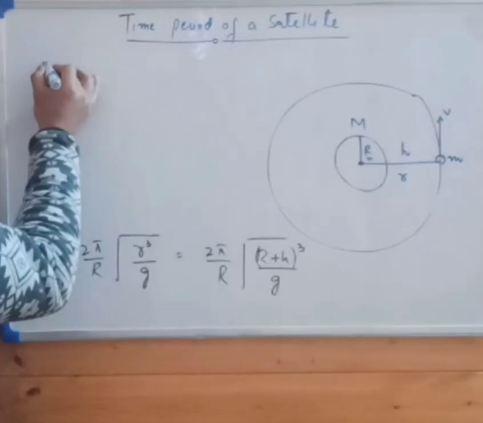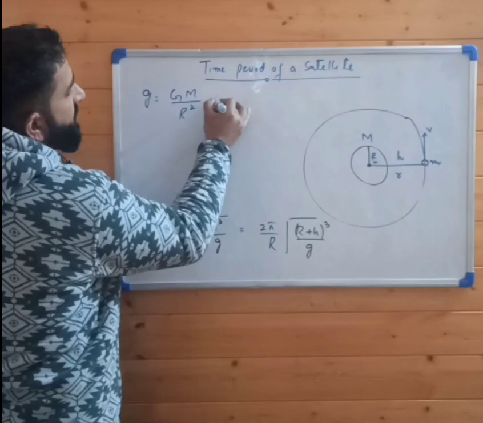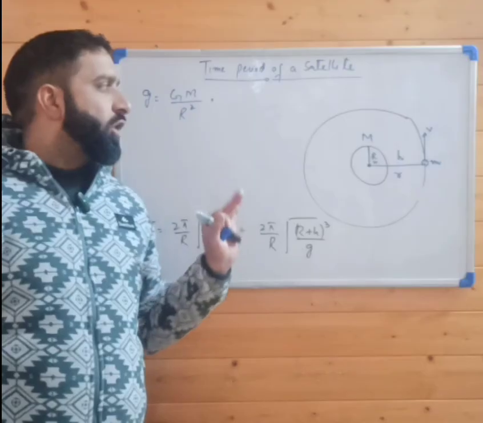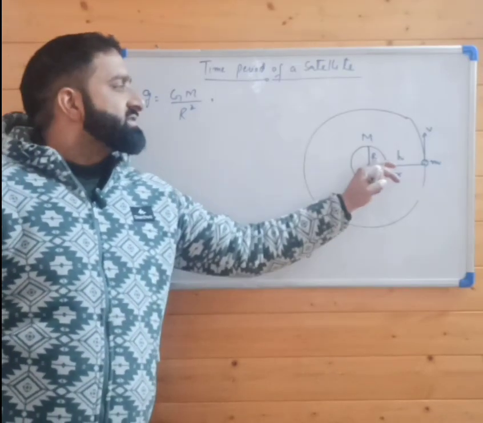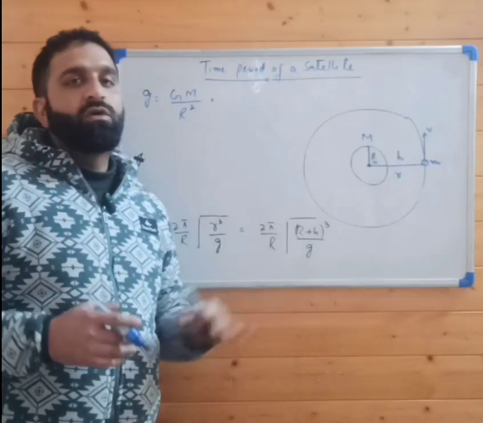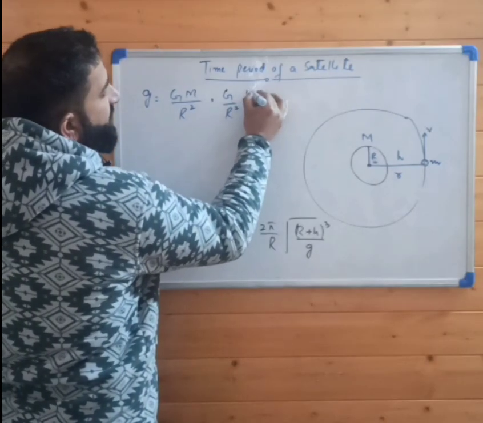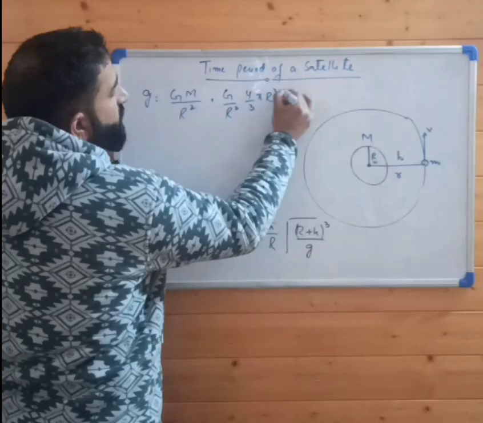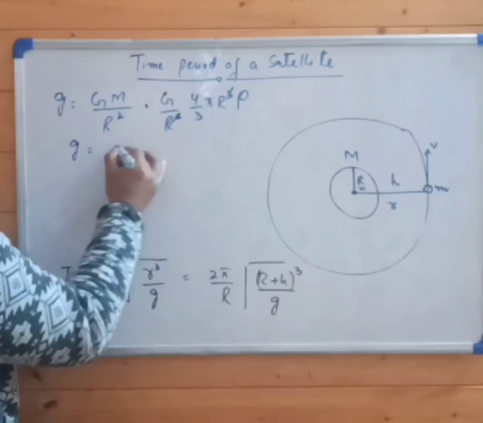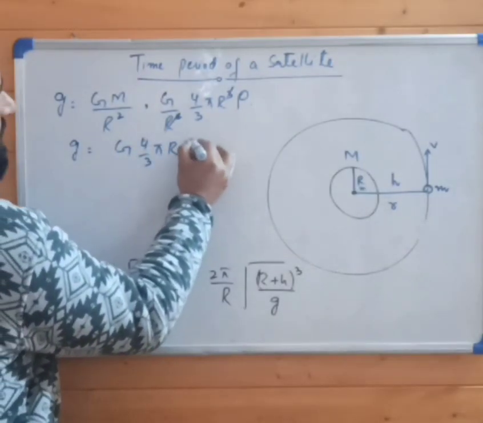Solving this, g is equal to GM by R square. Now the mass of the earth is equal to the product of its volume and density. We know that it has a radius of R, so taking the earth as a perfect sphere, its volume is equal to 4 by 3 pi R cube, so g equals G by R square into M, being 4 by 3 pi R cube into rho. Now R square and 3 go, so g is equal to G into 4 by 3 pi R into rho.